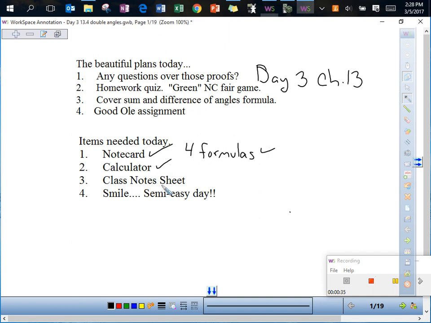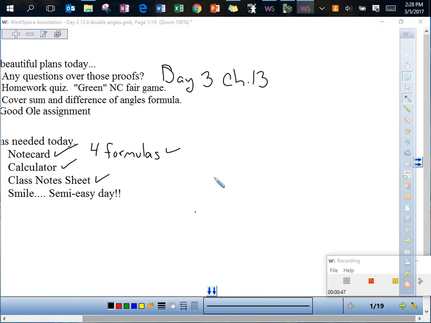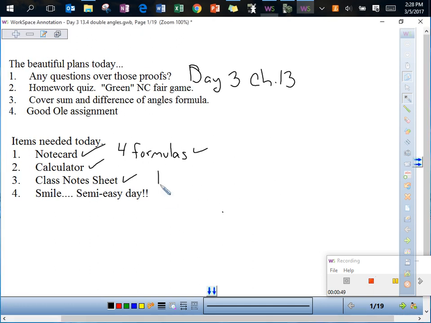We're going to use that quite a bit at first, and then we're hoping to phase you out of using your calculator some. You'll need that class note sheet that says Day 3 class on there. It should also say Lesson Master 13.4. And then smile, because I think today is really an easy day, one of the easiest days that we've had since we started the trigonometry section. So hang with me today and you're going to be pretty good.